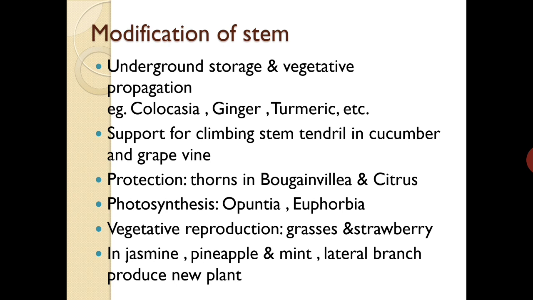Vegetative reproduction is found in the grasses and strawberry also. Means the plant is growing with the help of the development of the plants or the reproduction with the help of the stem. Sometimes in jasmine, pineapple, mint, पुदीना जिसको कहते हैं, lateral branch are produce the new plants. This plants अगर कभी पुदीने का पेड़ देखा होगा या जस्मिन का आपने देखा होगा तो उसके ब्रांचेस से ही ब्रांचेस मिट्टी में दब जाते हैं और वहीं से नया प्लांट ग्रो करने लगता है लेटरल ब्रांच से. सो इट इज़ रिस्पॉन्सिबल टू डेवलप और प्रोड्यूस द न्यू प्लांट. सो इट इज़ द मॉडिफिकेशन ऑफ द स्टेम.